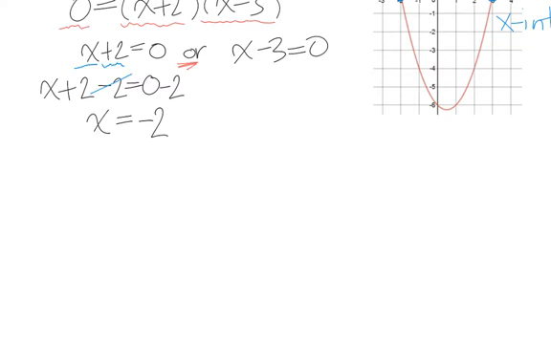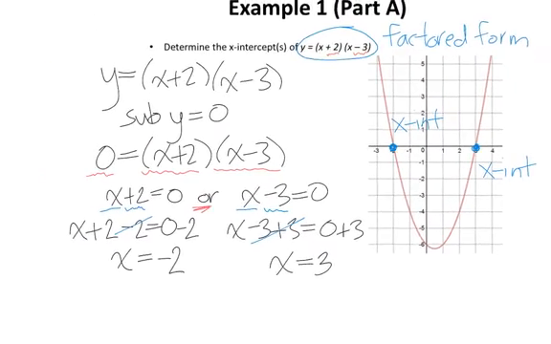Next, I'm going to do the exact same thing with the other binomial. So I want to isolate x, but it is stuck with this -3. The opposite of -3 is +3. So we're going to add 3 to both sides of the equation. The 3's are going to cancel out, and we're left with x is equal to 0 plus 3, which is just 3. I'm not going to write the positive sign in. And as you can see, that makes our x-intercepts -2 and +3, and we already determined that by looking at our graph.